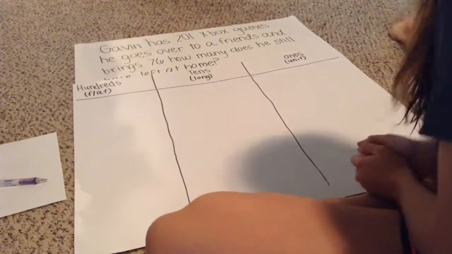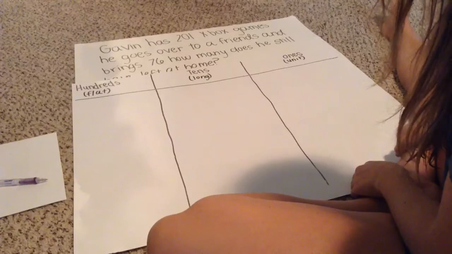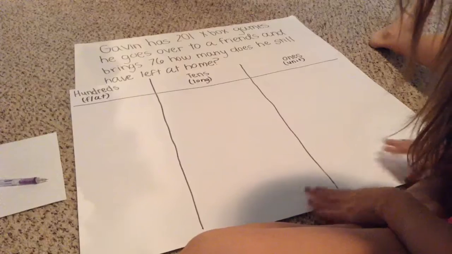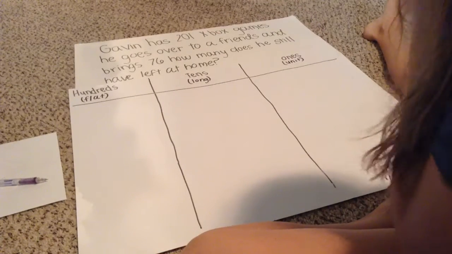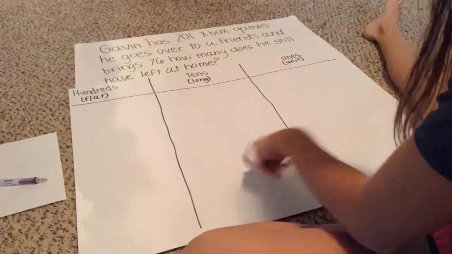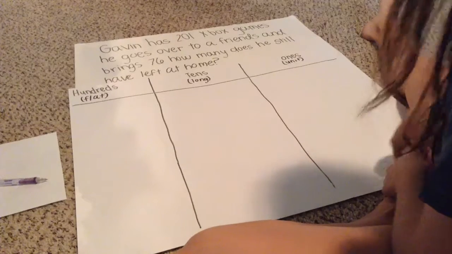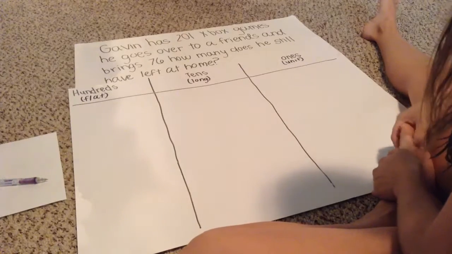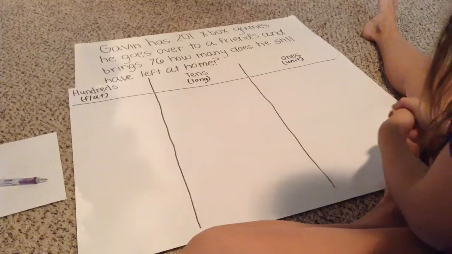Good morning, class. Today we will be discussing and practicing numbers and operations while subtracting whole numbers within 1,000 using a word problem in base 10. We will use base 10 when deciding which numbers belong in our hundreds, tens, and ones places. So let's read our problem. Gavin has 201 Xbox games. He goes over to a friend's house and brings 76. How many does he still have left at home?